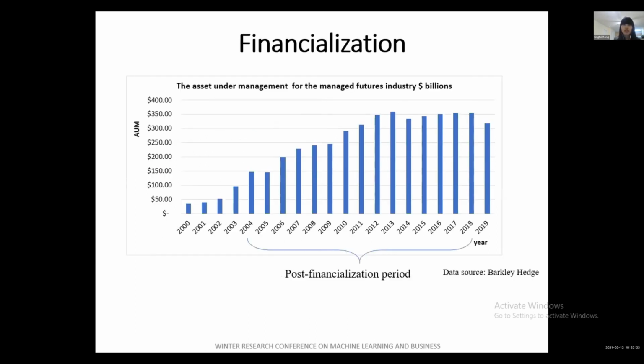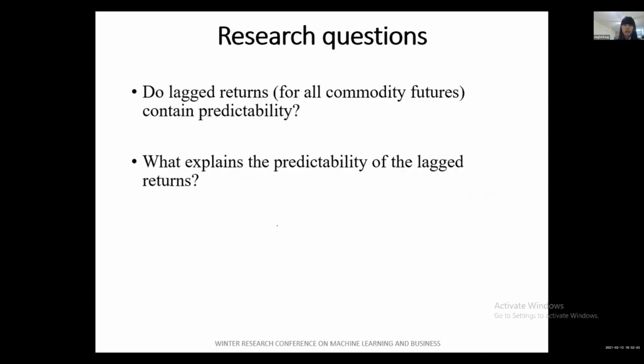So this figure shows the assets under management for the managed futures industry. As shown in this figure, after 2004, the assets under management have increased dramatically. So in this paper, this period is referred to as the post-financialization period by researchers.